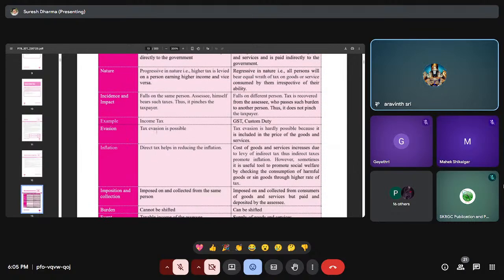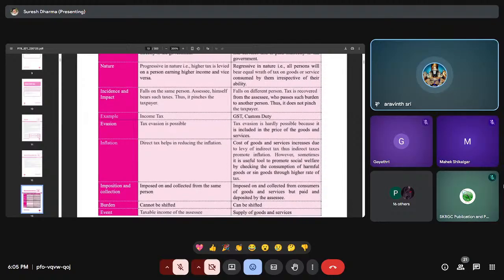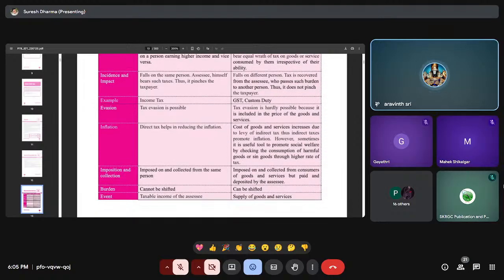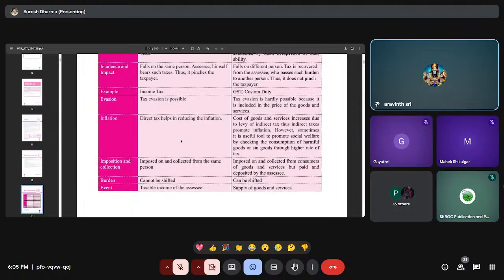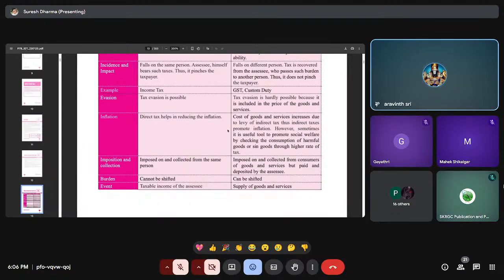Tax evasion: is it possible? Tax evasion is hardly possible because the tax is included in the price of the goods and services. Generally, evasion is not acceptable, but here both sides can have evasions. In my opinion as an internal auditor, whether IT or GST, there are always contradictions and practical problems. Government must clarify that. There are so many practical problems in GST as well as IT.